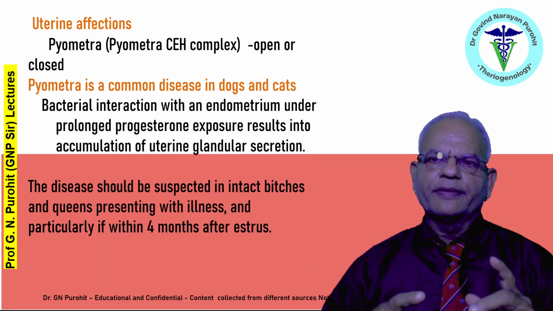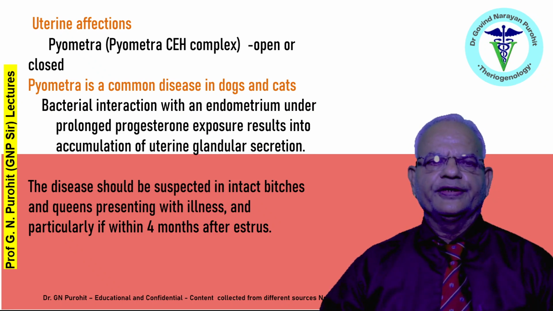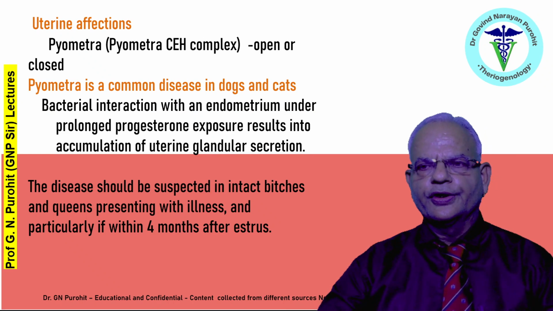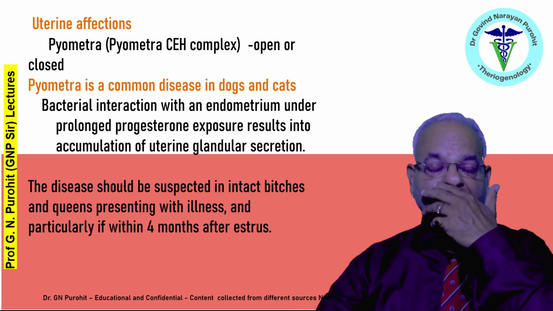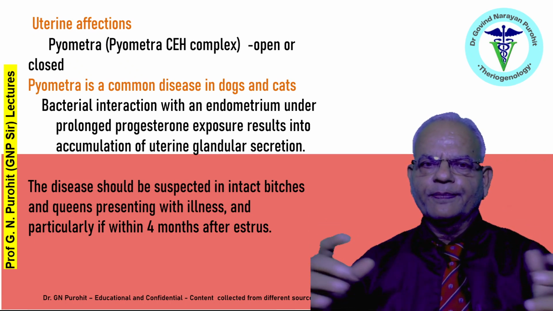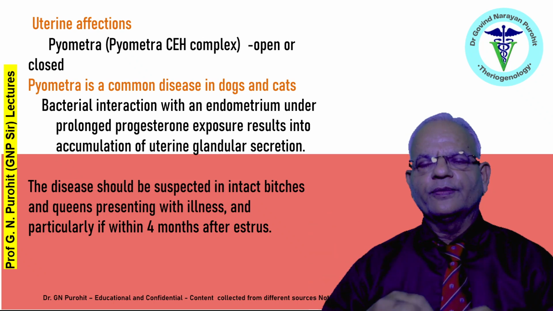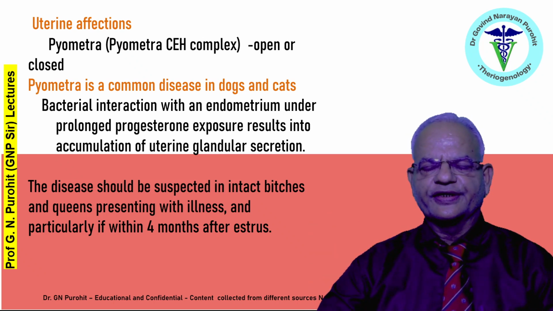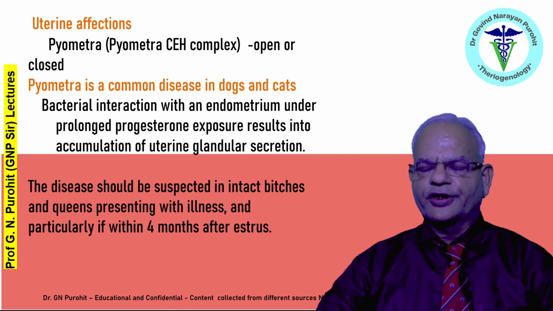The most common disorder of the dog is pyometra, or accumulation of pus in the uterus. It can be open or closed. Open when the pus is discharged outside, and bacterial interaction with the endometrium under prolonged progesterone exposure results in accumulation of uterine glandular secretion. This disease can be suspected in intact dogs and queens presenting with illness, particularly within 4 months after estrus.